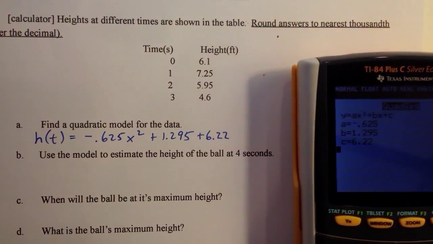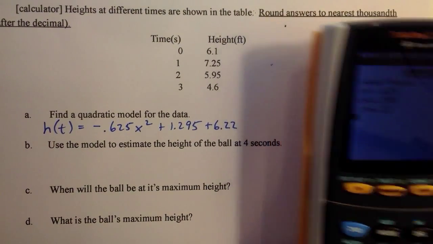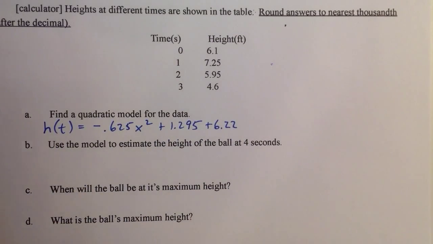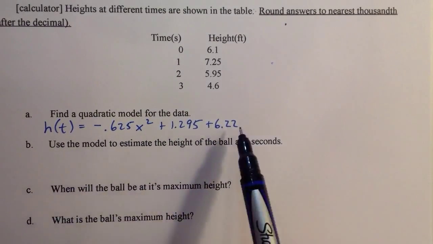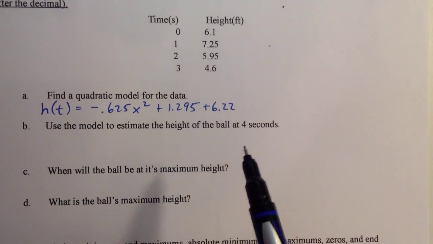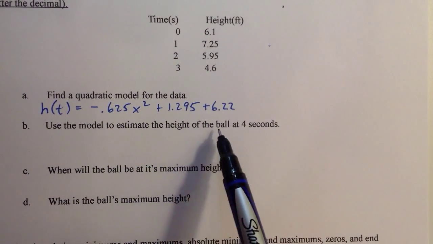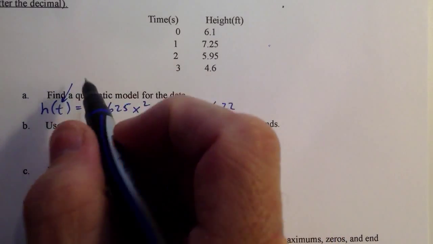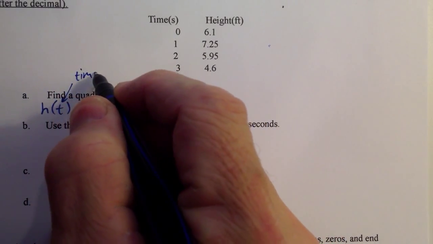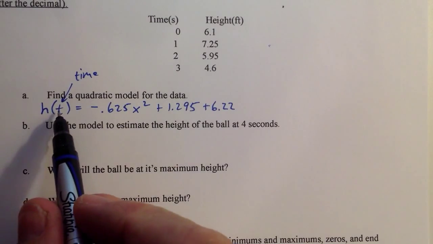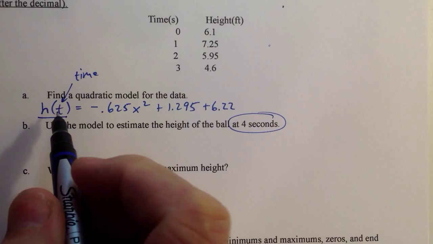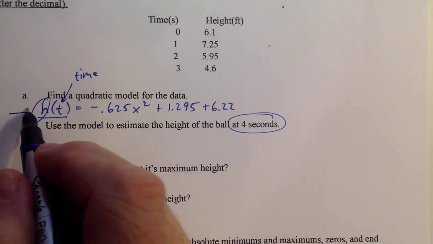Okay, I had to pause the video, so I'm not sure exactly what I just said, but we just figured out our quadratic model for the data. Now, here you have a quadratic model. You get the 2 points if you have that. Use the model to estimate the height of the ball at 4 seconds. So keep in mind, that T right there represents time. So if we want the height, the H is the height.